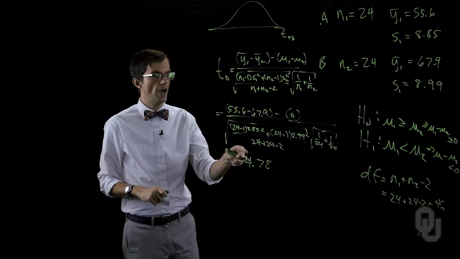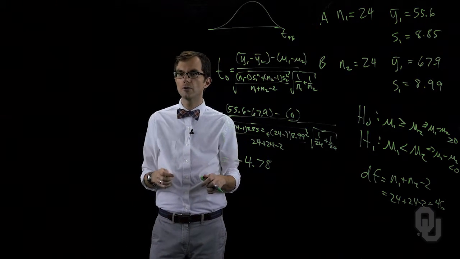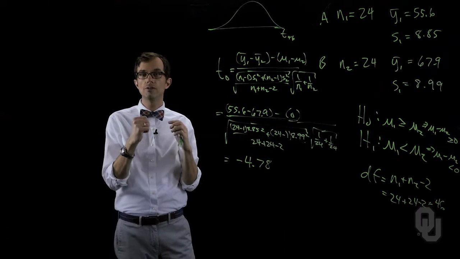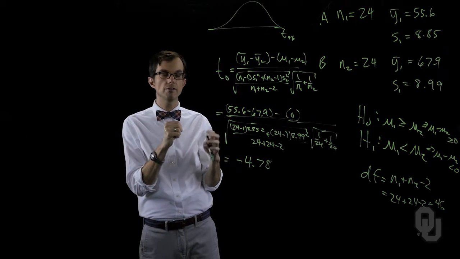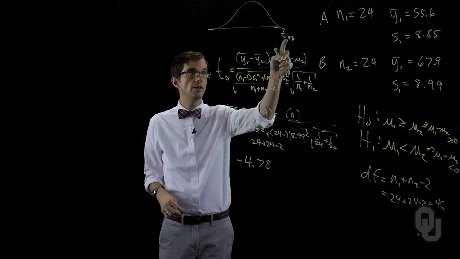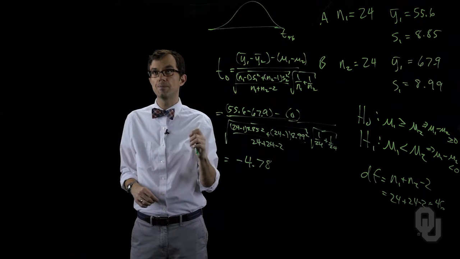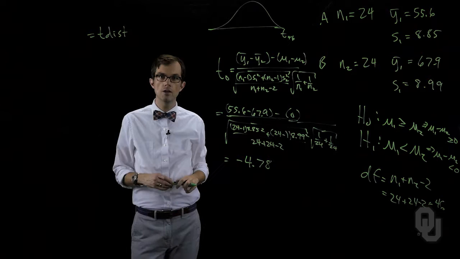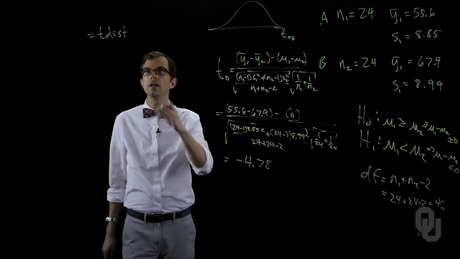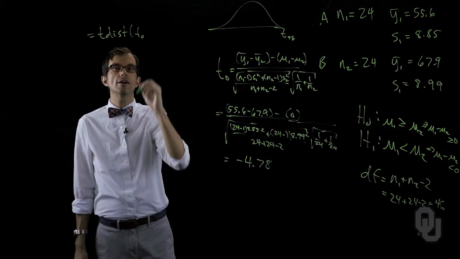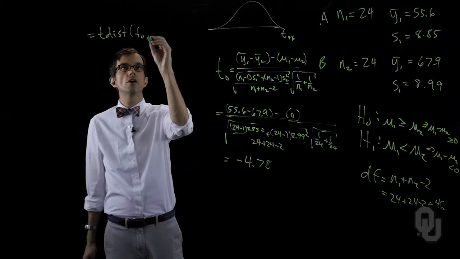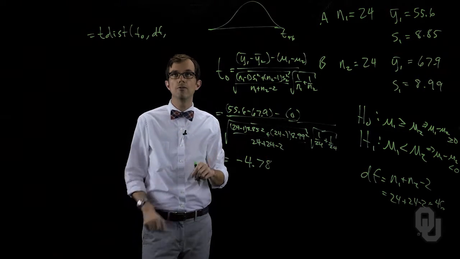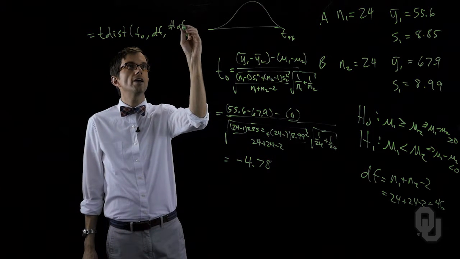So how do we look this up using the p-value approach, using Excel? We're probably not going to find 46 degrees of freedom in most t-tables, so let's use Excel, because we can find that exactly. We're going to use the T.DIST function. Remember what it wants: a value on the axis, in this case our test statistic, then the degrees of freedom, and then the number of tails we're finding the area for.